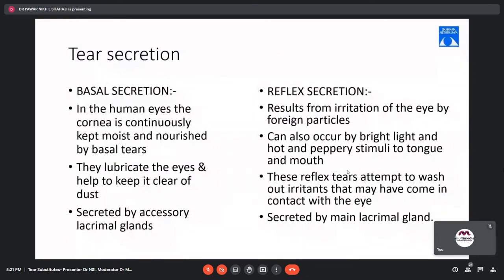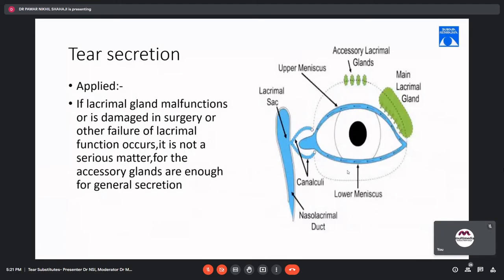Reflex tears result from irritation of the eye by foreign particles, and can also occur by bright light, hot and peppery stimuli to the tongue and mouth. These reflex tears attempt to wash out irritants that may have come in contact with the eye, and are secreted mainly by the main lacrimal glands. If the lacrimal gland malfunctions or is damaged in surgery or other failure of lacrimal function occurs, it is not a serious matter, as the accessory glands are enough for the general secretion.